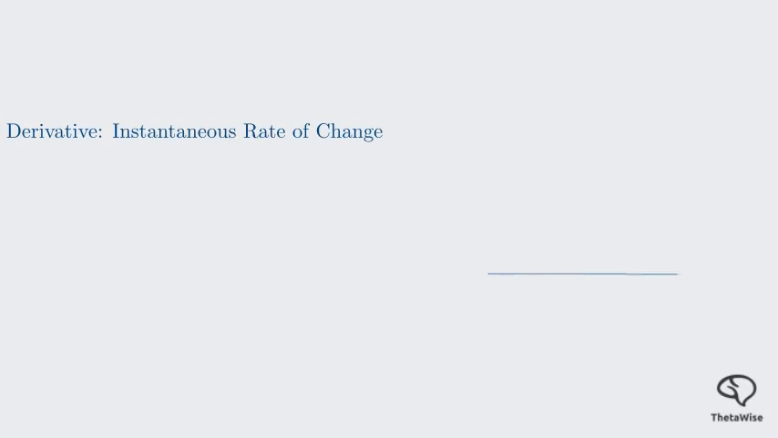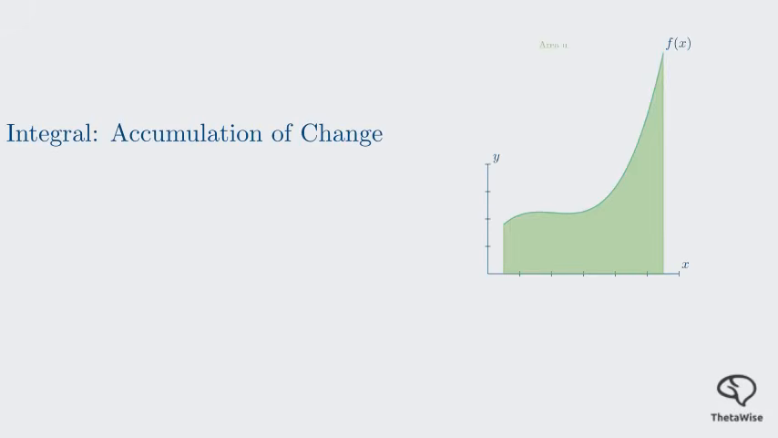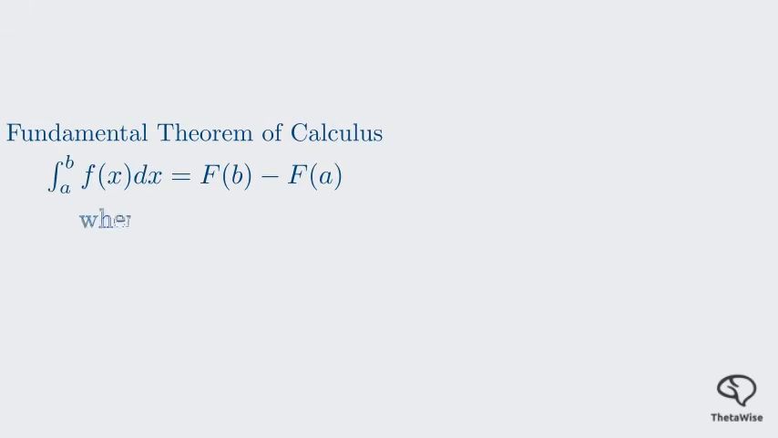So, we've come full circle. We started by defining the derivative as the instantaneous rate of change and the slope of a tangent line. Then we defined the integral as the accumulation of that change, or the area under a curve. The fundamental theorem of calculus is the bridge connecting these 2 powerful ideas. It reveals that the process of finding the total amount of change, integration, can be reversed to find the instantaneous rate of change, differentiation.